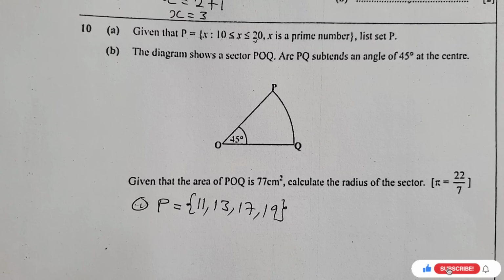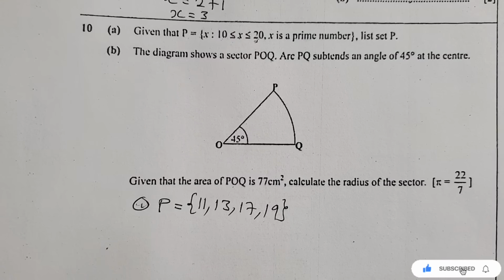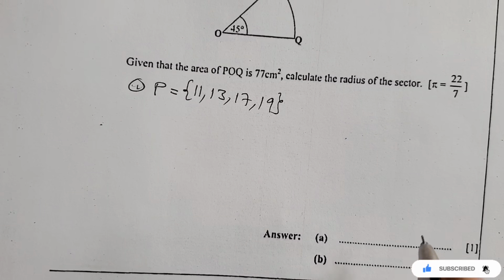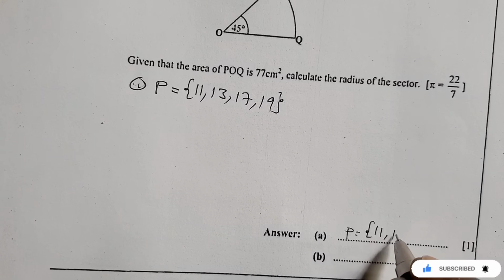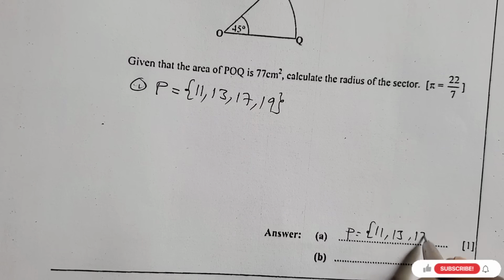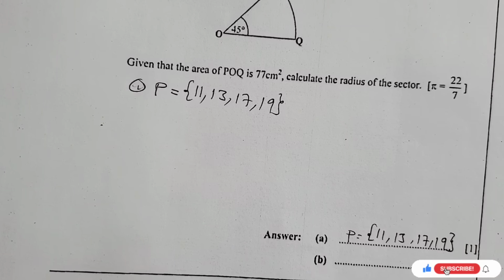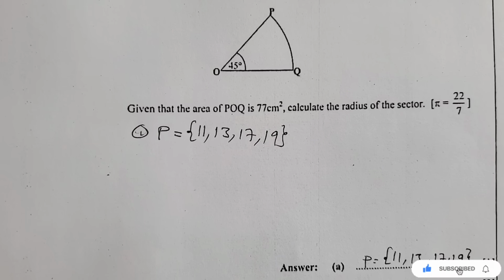So this is the answer. Okay, so write your answer here. So you have set P as 11, 13, 17, 19. Okay, that's the mark. All right.